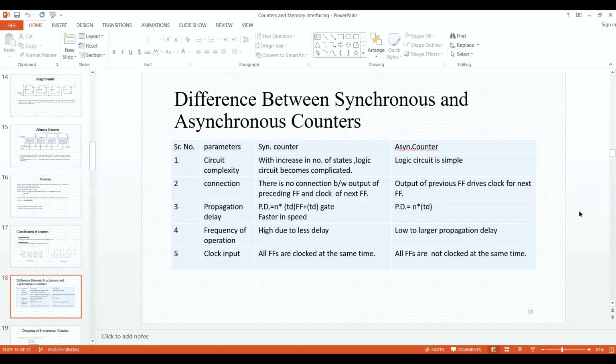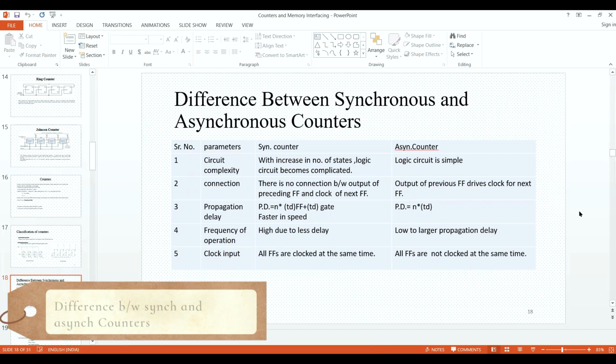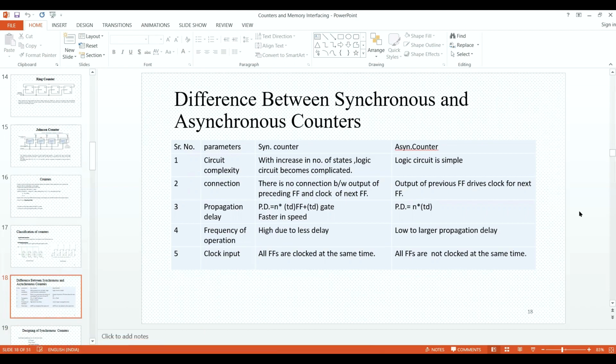Now you can see that we summarize the difference between synchronous and asynchronous counters. In a synchronous counter, with an increased number of states, the design is complicated because the clock pulse has to be the same. Propagation delay is very low in a synchronous counter, whereas in an asynchronous counter it is more, and the frequency of operation is high. One condition needs to be followed: all the flip-flops have to be clocked at the same time, which is not the case in an asynchronous counter. But normally, out of 100%, 99% of counters follow the asynchronous operation.